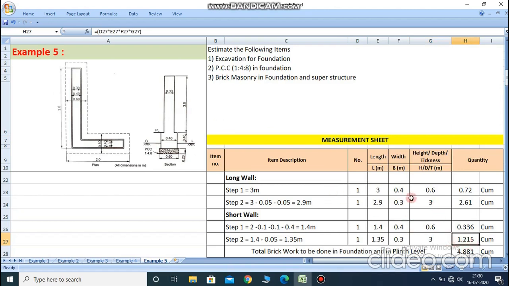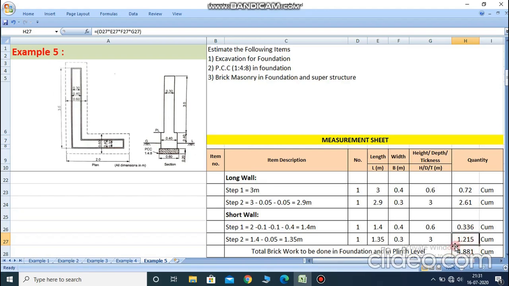Now here is the total quantity of the brickwork for the long wall step 1 and 2. This one is step 1 and this one is step 2. Same for the short wall, we calculated first the long wall and then the short wall, steps 1 and 2. Now the total summation of all the values: 0.72, 2.61, 0.336 and 1.215. So the total summation we got is 4.881 meter cube. So it's the total quantity of the brickwork.